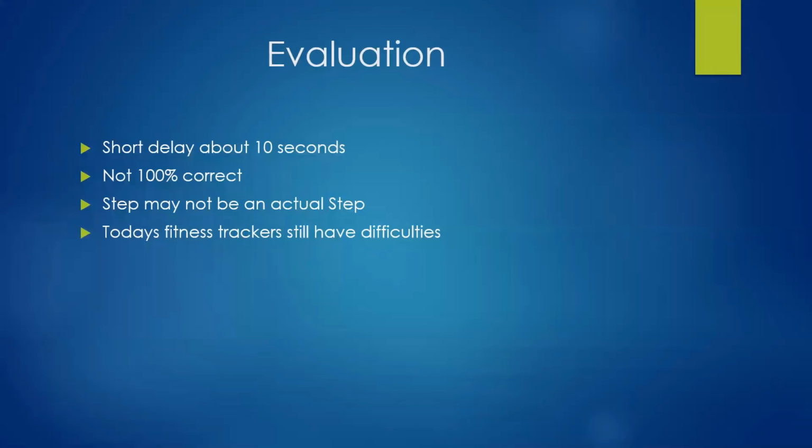The step counter has a short delay of about 10 seconds. The implementation is not specific enough to be 100% correct. The sensor checks if there's a spike in the accelerometer data and assumes that the spike is coming from a step. The spike may actually come from a step or from a user simply shaking the device. Even advanced fitness trackers, ones that use machine learning, signal processing, and other methods, still have difficulty determining if a step is real or simply a user playing with the device.